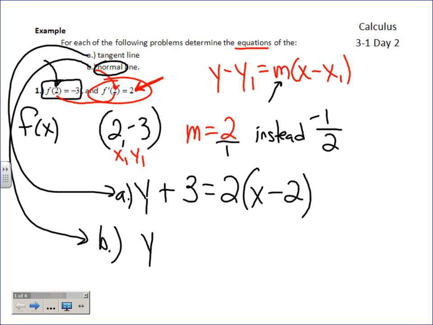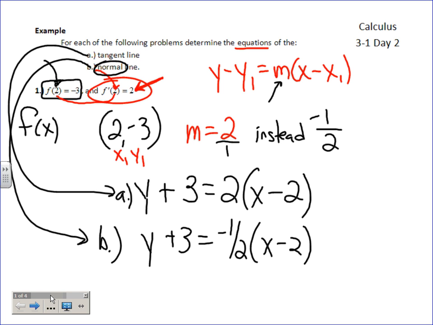So y, do you understand where the +3 would come from again? If I'm using the same thing? Okay. Equals? So you don't change the signs at all? Nope, it's still the same point. And now, right? -1/2, x minus 2.